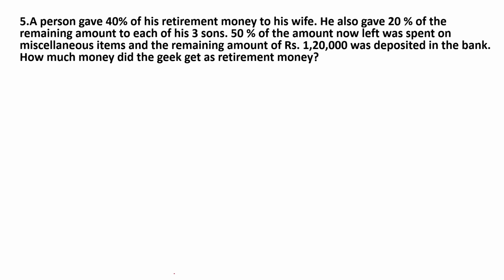Question. A person gave 40% of his retirement money to his wife. He also gave 20% of the remaining amount to each of his sons. 50% of the amount which is left was spent on miscellaneous items. And the remaining amount of 1,20,000 was deposited in the bank. So how much money did the person get as retirement money? So let us take the retirement money as n.